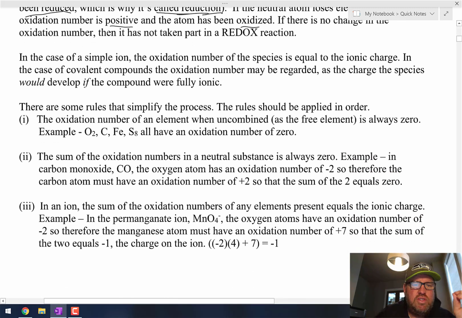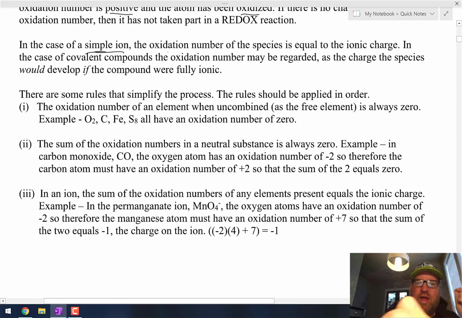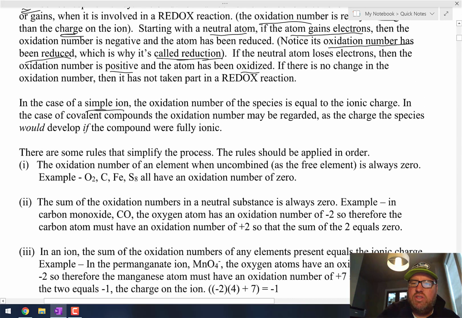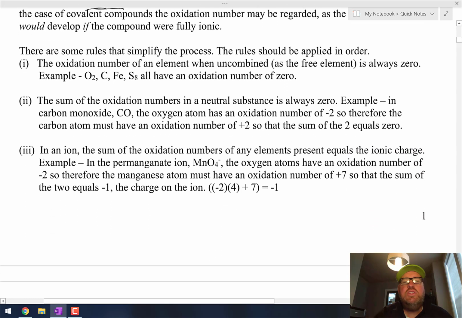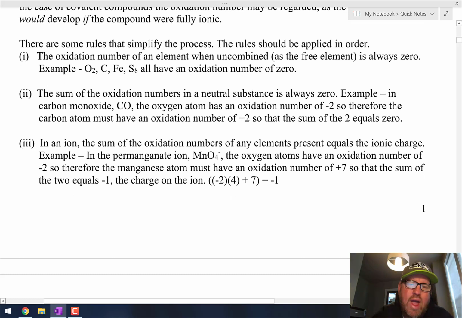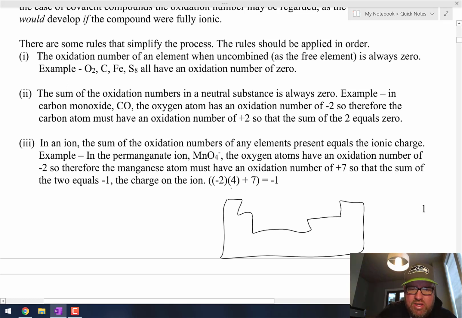So there are some rules. In the case of a simple ion, the oxidation number of the species is equal to the ionic charge. So like F minus, what's the oxidation number of F minus? Of course, -1. So whatever charge it has, that's the oxidation number it has. So S2 minus would have an oxidation number of -2, Al3 plus, obviously an oxidation number of +3, etc. So there are some rules about how we determine the oxidation number. The easy way, if we remember from the periodic table, is +1, +2, +3, and then -1, -2, -3.